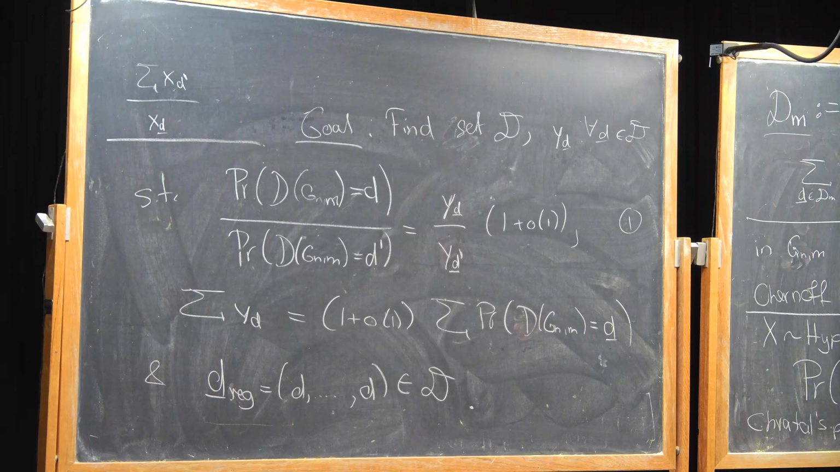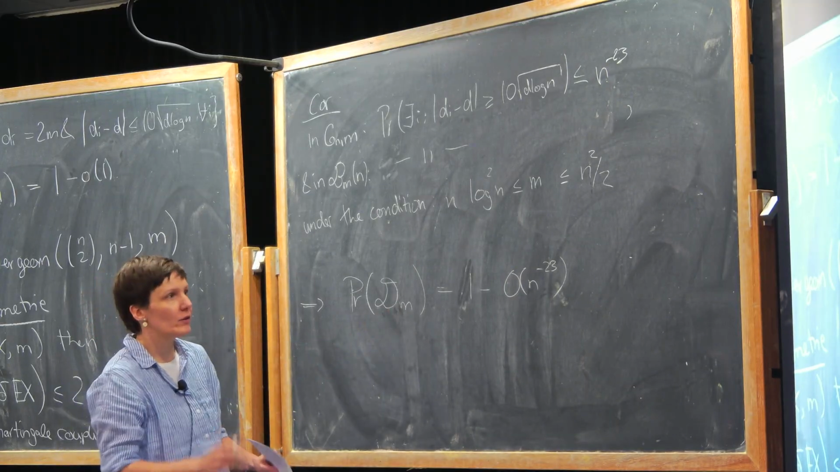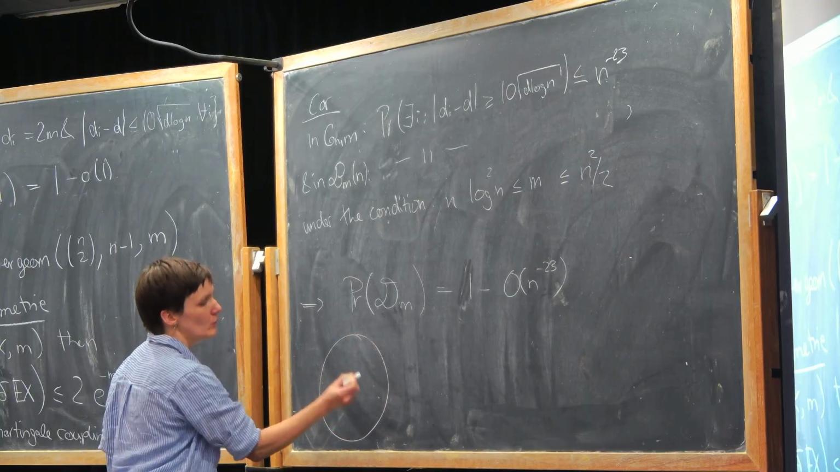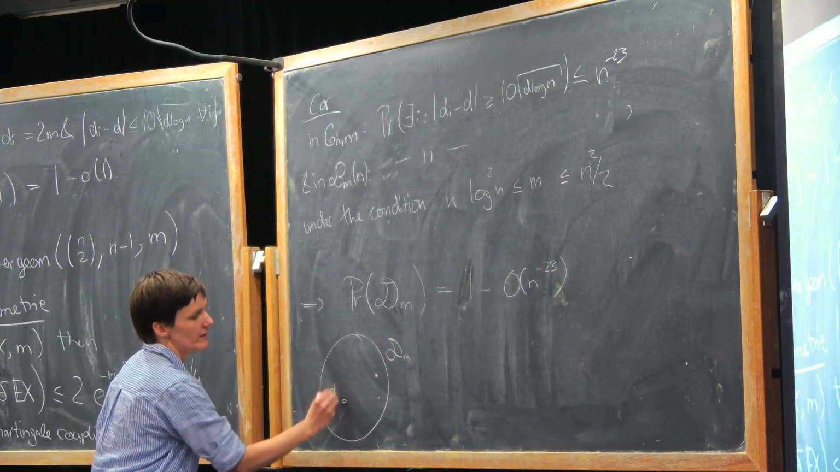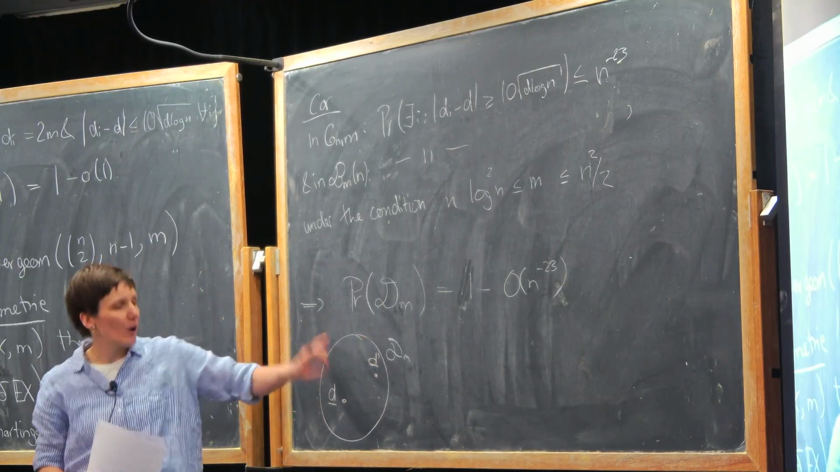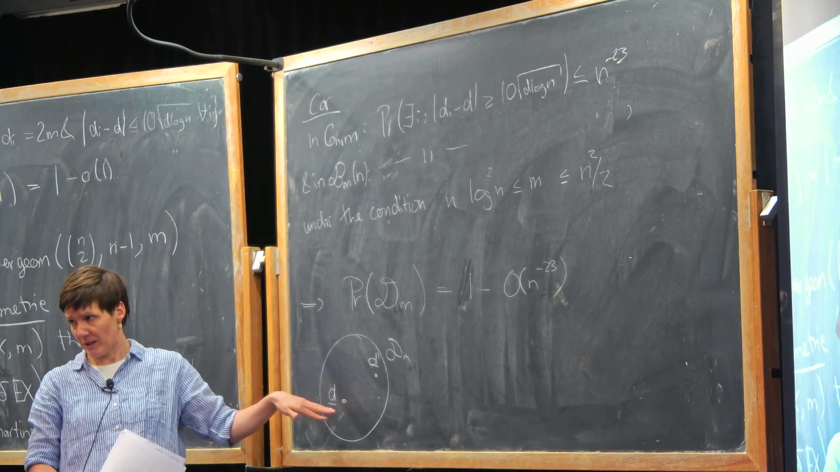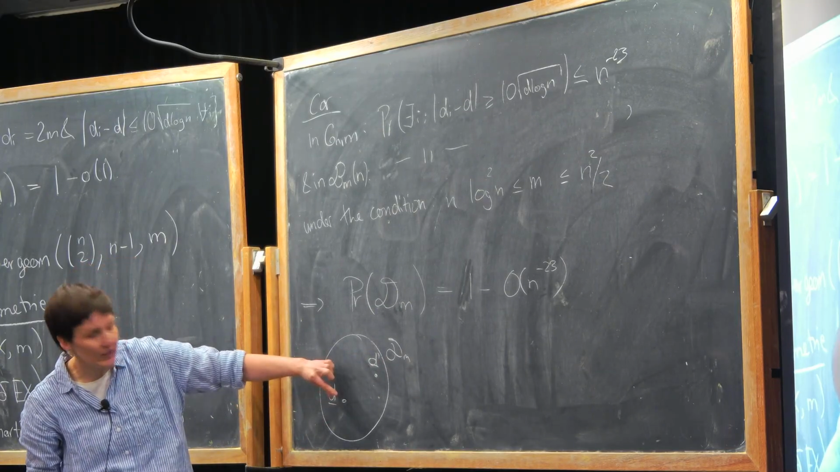So what we want now is a good approximation for ratios of probabilities on the set D_m. Right, for any 2 degree sequences in the set, you want to know what's the probability of hitting this versus the probability of hitting this. What we will do instead is we will look at local changes.